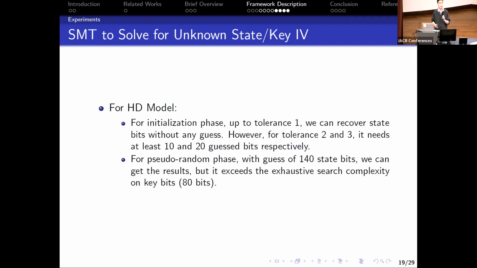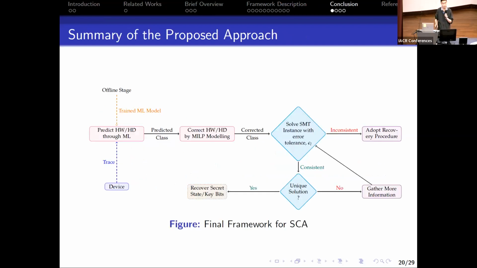However, as we showed earlier, for machine learning classifiers the tolerance is not that good, so we have to increase it. But when we increase it further, it needs additional key bit guesses. Previously, we showed that tolerance 3 is good enough, but this time we need 20 bit guesses. For the pseudo-random phase, to predict all 288 bits, we will require 140 state bits. However, it exceeds the exhaustive search complexity on the key bits, which is 80 bits. This was done by running the experiment for about 2 days. Maybe if we increase the time, it might be solved, but we did not investigate further. So to summarize, basically this is our framework.